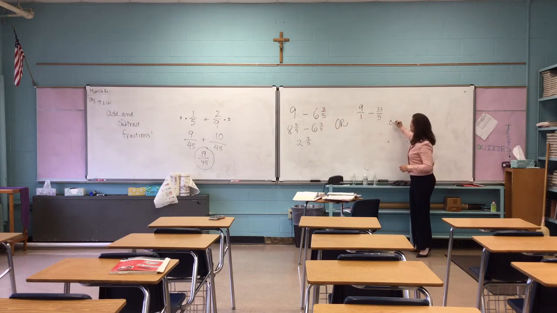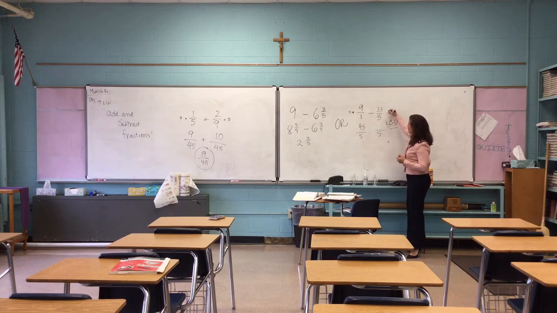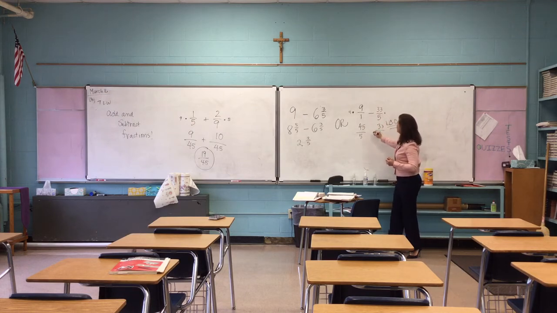At this point, you have to get common denominators, and the common denominator would be 5. I would multiply the top and the bottom here by 5 and get 45/5. Here, the denominator didn't change, so we bring it down. 45 minus 33 would leave me 12/5.